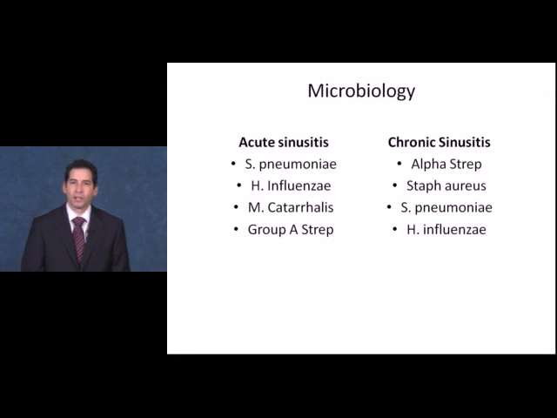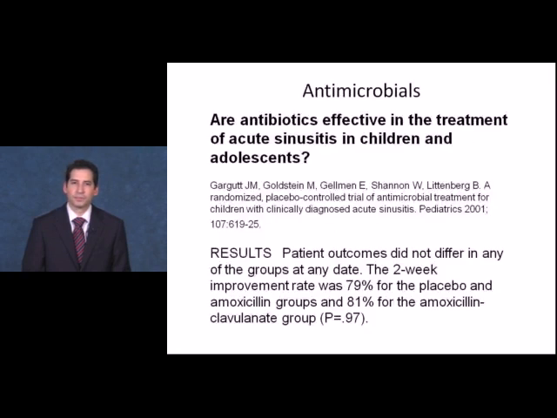The microbiology of sinusitis differs between acute and chronic sinusitis. Acute sinusitis reflects the same microbiology as acute otitis media, with strep pneumo, H. flu, and Moraxella catarrhalis being most common, and group A strep also being present. Chronic sinusitis tends more to include alpha strep, Staph aureus, and strep pneumo, as well as Haemophilus influenzae, and in both cases, isolates are often sterile or contain viral mediators.